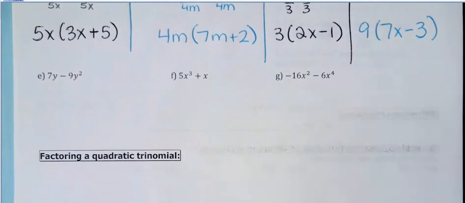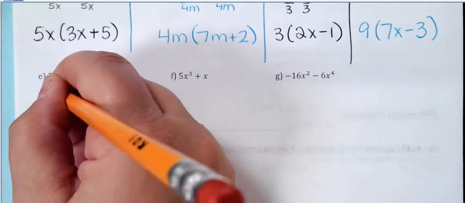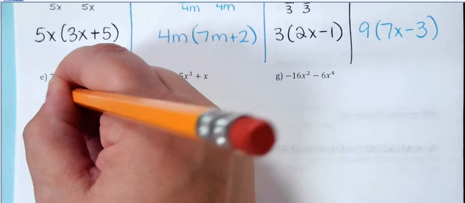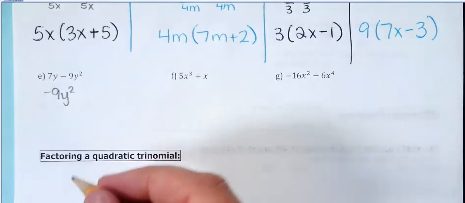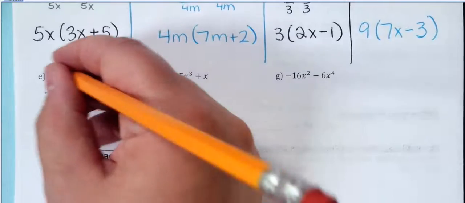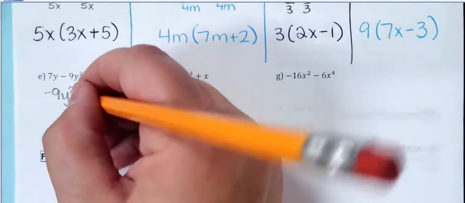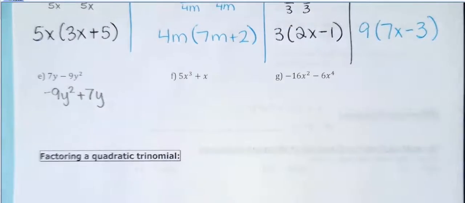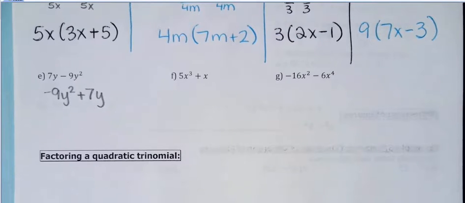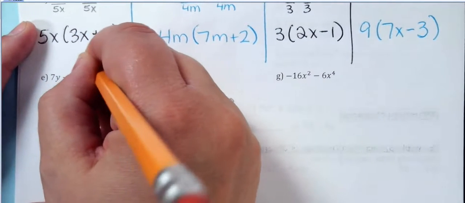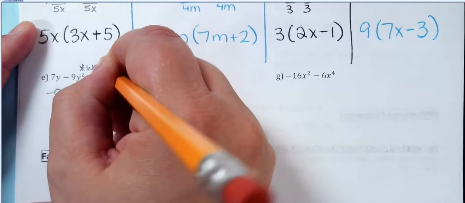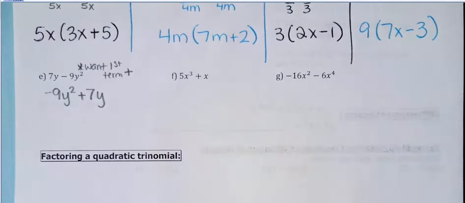What I would recommend before you try to factor this, put it in standard form. That just means that the term with the biggest power of your variable is going to be written first. So I'm just going to switch these around. Negative 9y I'm going to write first. That 7y, there's nothing in front of it, so that should just be considered 7y, so it would be a plus. Okay, so that's called standard form.